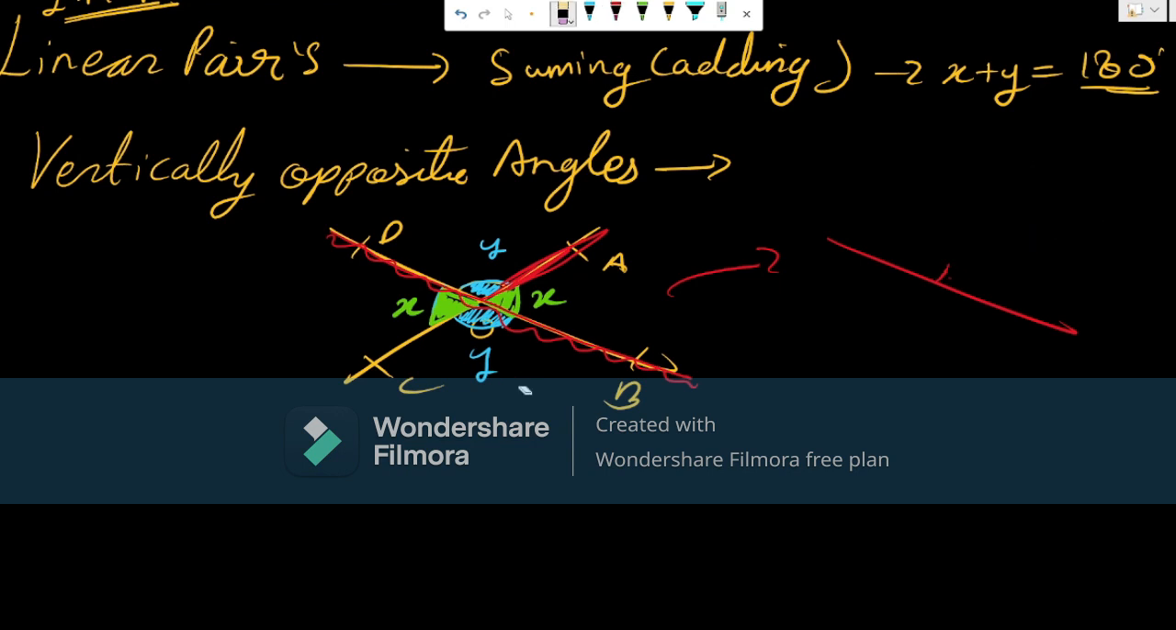So it's called supplementary, and these two are vertically opposite. Suppose this angle is x, this is y. They are not necessarily equal. It's not a rule, they can be equal, but if they are equal, then each is always 45 degrees, and together they form a 90 degree angle.